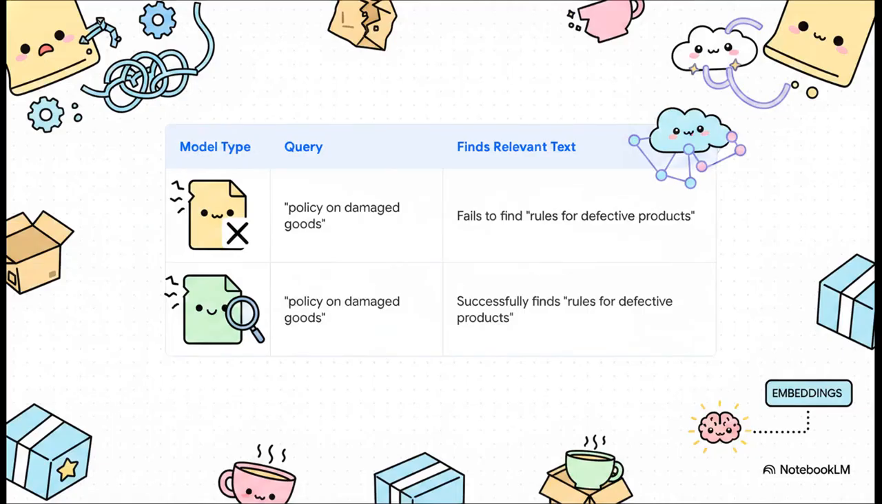Let's look at a real-world example. Say a user searches for "policy on damaged goods." A weaker model might get stuck on those exact keywords. It would probably completely miss a document that's titled "Rules for Defective Products." But a strong model? It understands that damaged and defective are conceptually linked, and it nails the search every time.